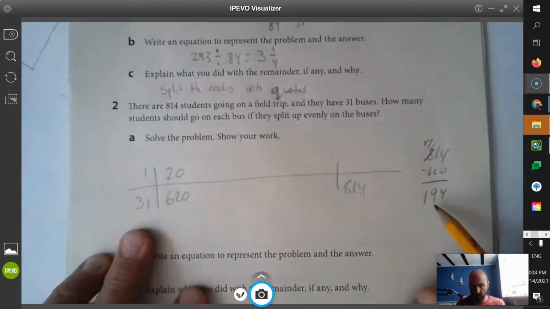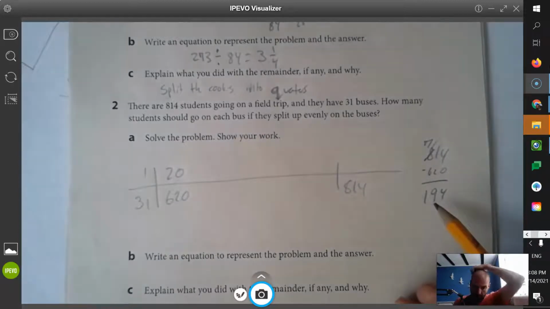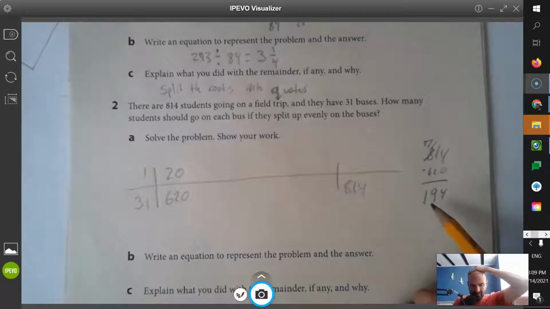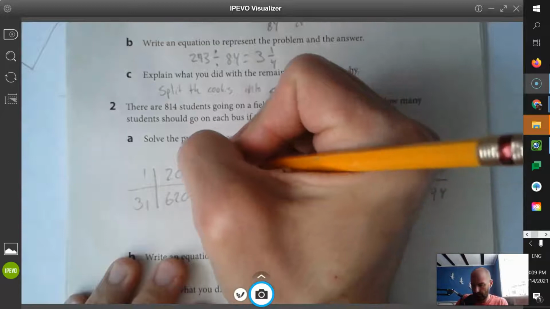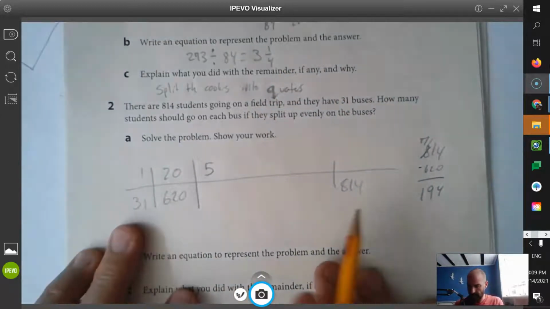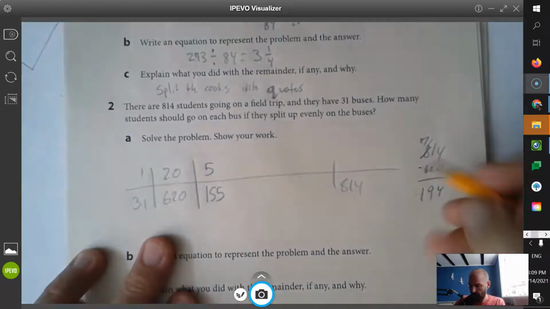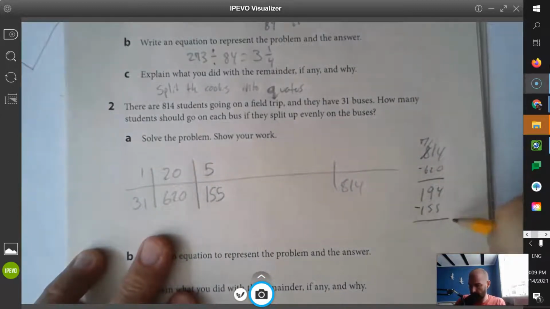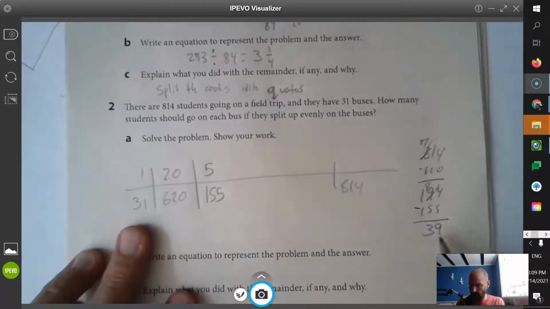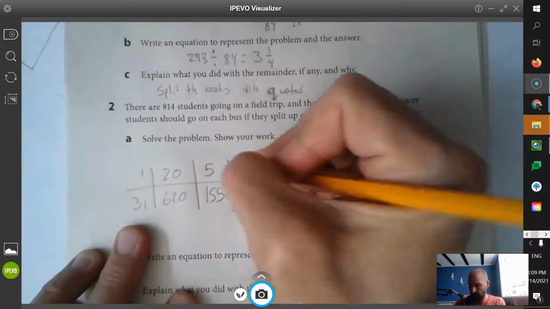10 would be 310. So 5 would be 160 something. So let's do 5. 5 would be 155. All right, so I'm going to take 155 away. What is that going to leave us with? 39. So I can do one more to get 31, and then I have 8 left over.